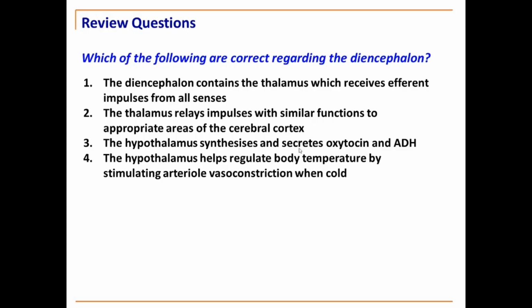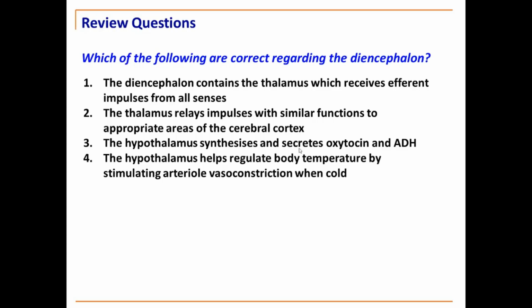Okay, so let's go through it. Which of the following are correct regarding the diencephalon? That means more than one might be correct, of course. The diencephalon contains the thalamus, which receives efferent impulses from all senses. That's incorrect. It receives afferent impulses from most senses. There are one or two where that doesn't go through the thalamus.